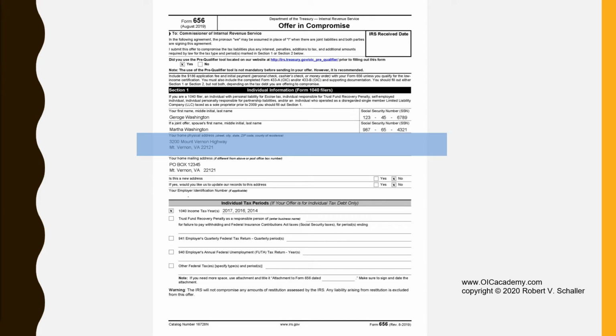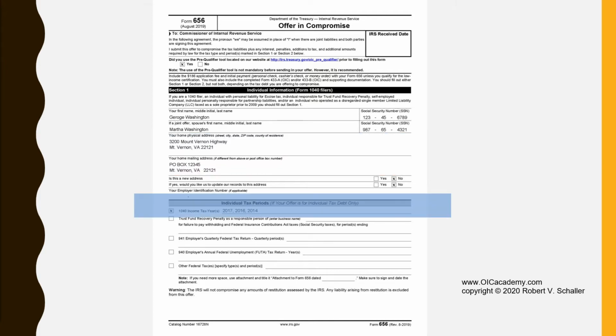Right below that is the location where you would identify the taxpayer's physical address. The box below that is a home mailing address if it's different from the above address, for example, a post office box. Some people, especially taxpayers who are filing Form 656 without the knowledge of the other spouse, may utilize a P.O. box for correspondence with the IRS. That way it conceals the Form 656 filing from the non-filing spouse.